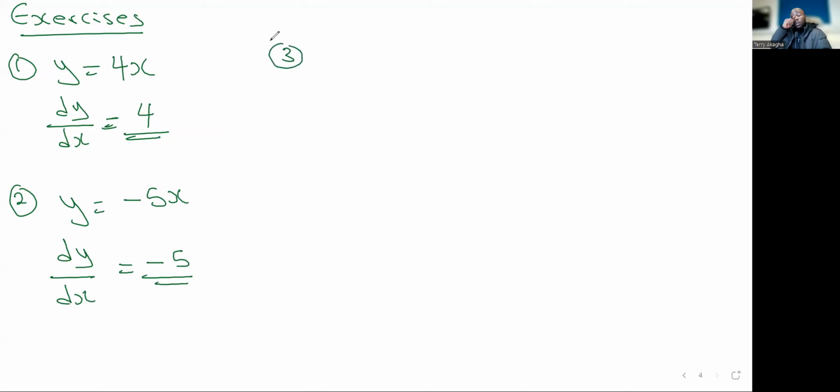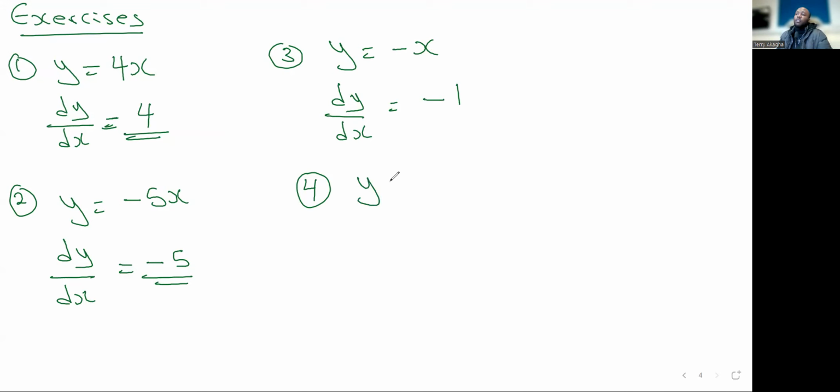Let's pick one more. We have y is equal to minus x. We have a constant, which is minus 1, and we have x raised to the power 1. So dy over dx will be equal to minus 1. Let's pick one more. Let's make it more interesting. Now, let's make it fractions. y is equal to 1 over 2x. Are you seeing it? We have a constant that is half and x is raised to the power 1. So dy over dx is going to be equal to what? Half.